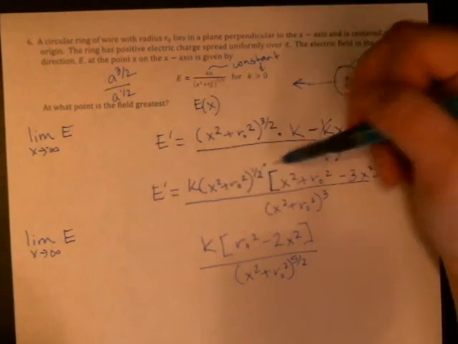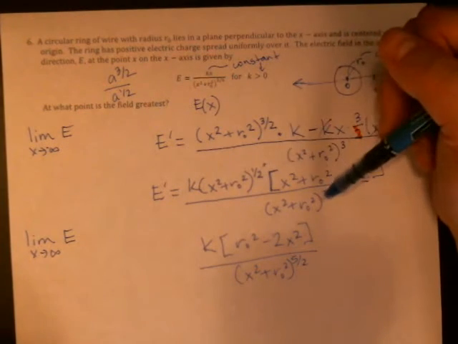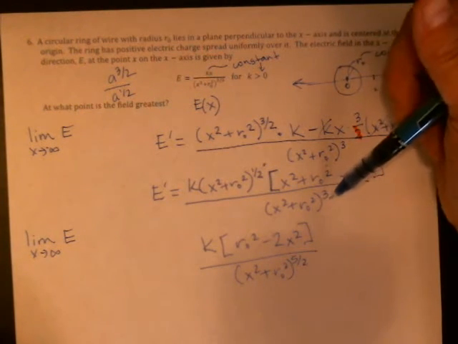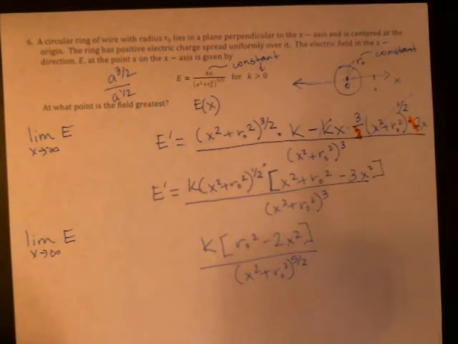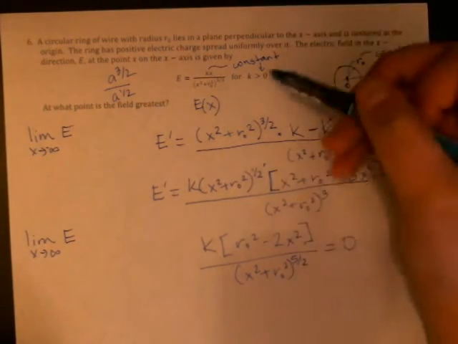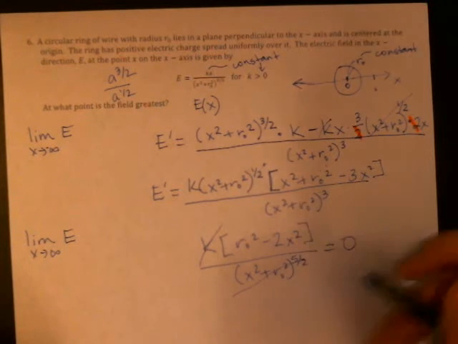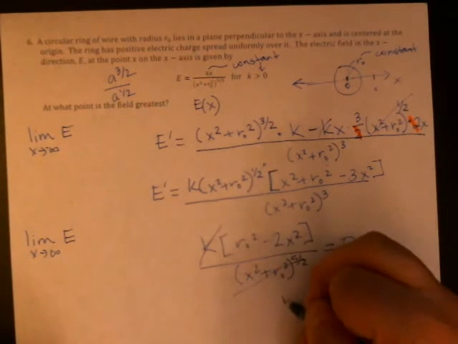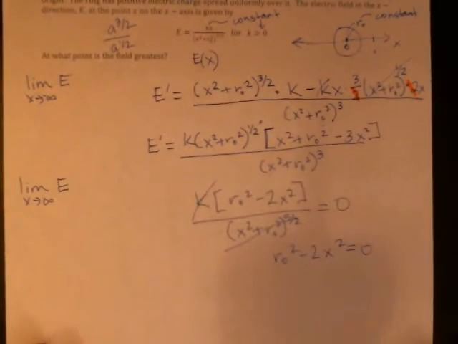Again, what I'm saying there is if I cancel one of them out, it's like dividing it out of the top and the bottom, so it's gone from the top. When I knock out a square root of this from the third power, it leaves me 2.5. Okay, and we wanted this to be equal to 0. K is positive, so that's not going to do it. The bottom doesn't contribute, so I need my r0 squared minus 2x squared to equal 0.